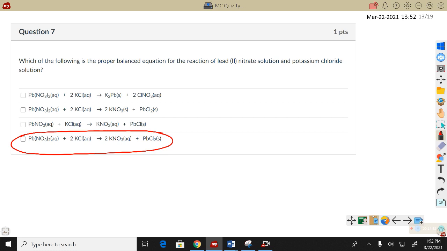And then the last one would have been the final balanced equation. So I got my formulas correct. I checked all my charges. They're balanced. There should be 1 lead, 2 nitrate, 2 potassium, 2 chlorine. And I got the right phases. My reactants were solutions, so they were aqueous. And then on the product side, there should be one solid, just the lead chloride. And my other product was the aqueous solution of potassium nitrate.